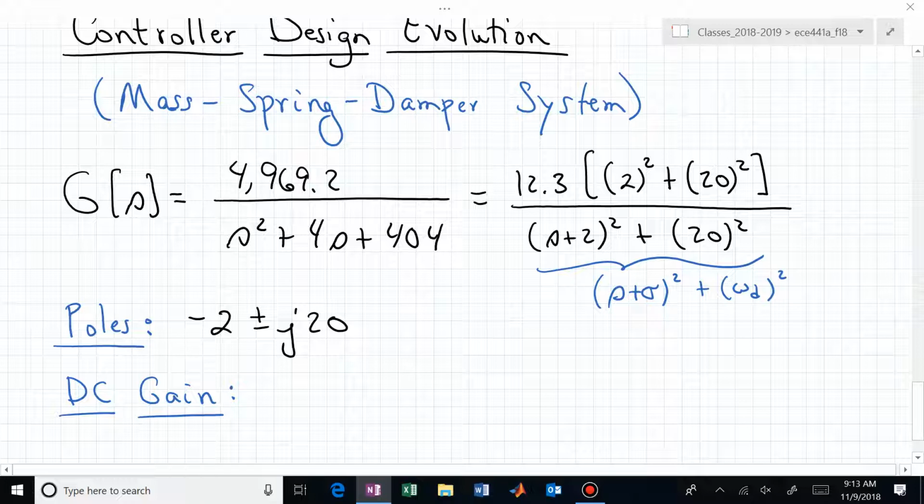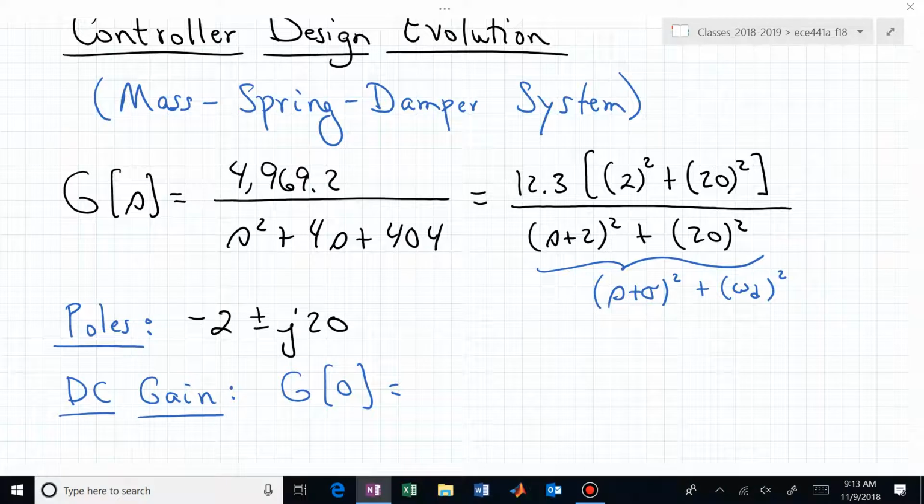So now if we look at this transfer function, when s is equal to 0, what happens? Well, downstairs we have 2 squared plus 20 squared. And I've actually factored that out from the numerator. Those two factors cancel, and I hope you can now see that the DC gain is 12.3.